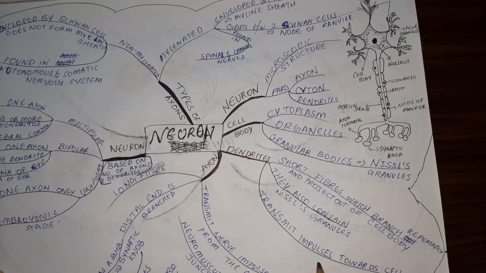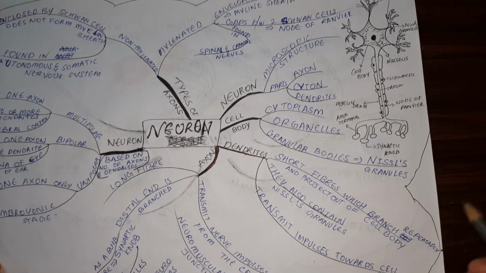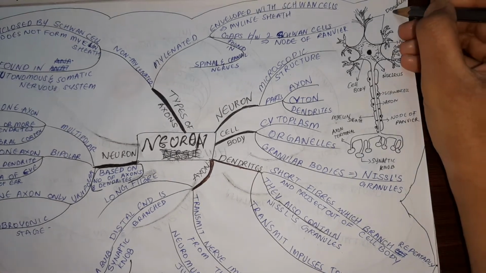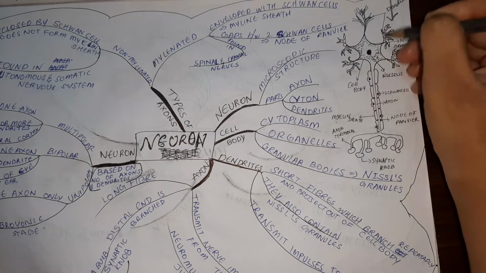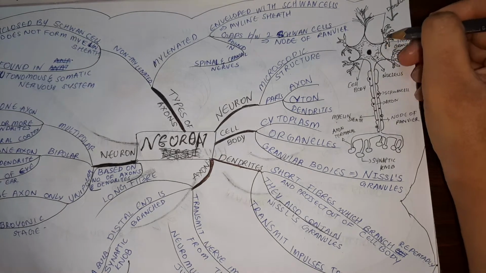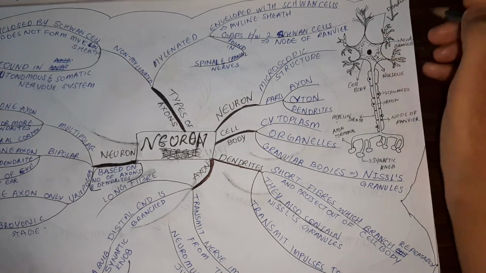Dendrites transmit impulses towards the cell body. So their direction is like this. If an impulse comes from here, they transmit it towards the cell body. They take the impulse from here and it is transmitted to the cell body.